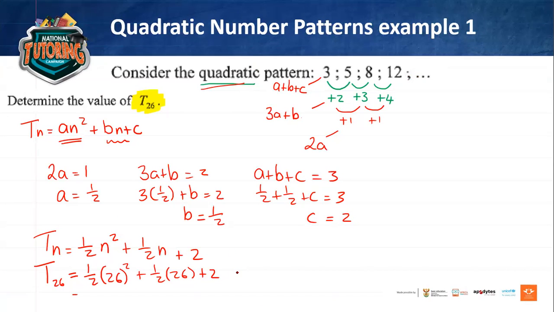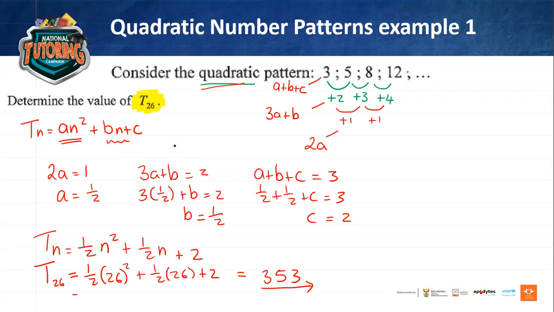So I'm going to write my answer here, I don't have space. If you sub this into your calculator, 1/2 times 26 squared plus 1/2 times 26 plus 2, we get our answer of 353. That is the 26th term.